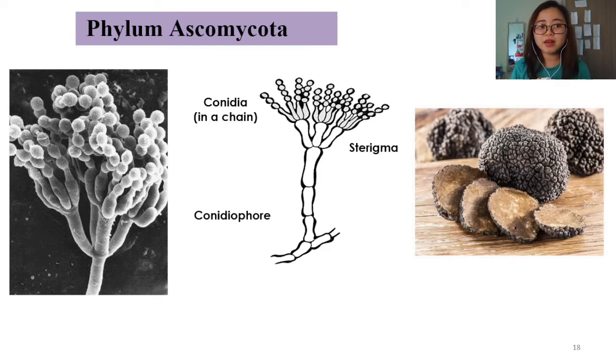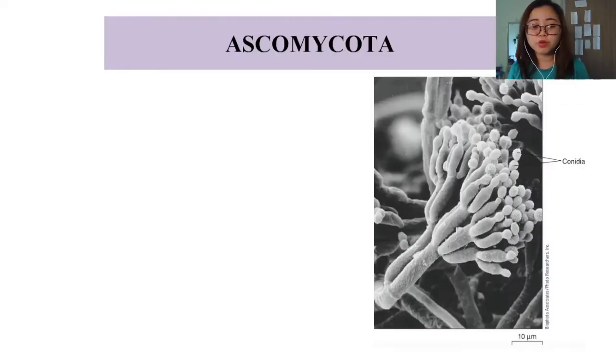The next phylum is Phylum Ascomycota. The main characters that we usually see in this phylum is penicillium and also truffles. Truffles is kind of like a mushroom, but also not the same phylum as the mushroom that we always eat. But it looks like this. You can Google more about truffles later if you want. All right, so we're just going to talk a little bit more about the characteristics of Phylum Ascomycota.